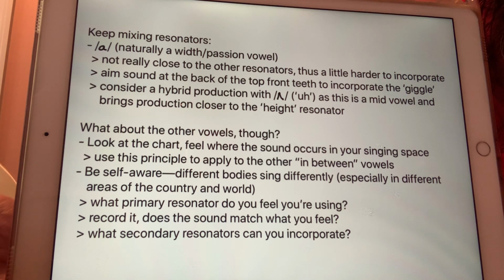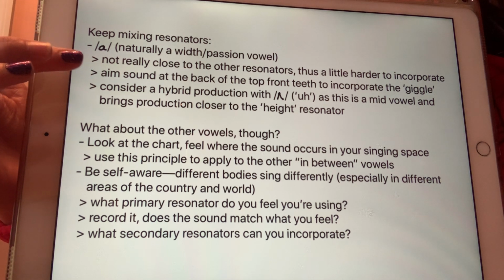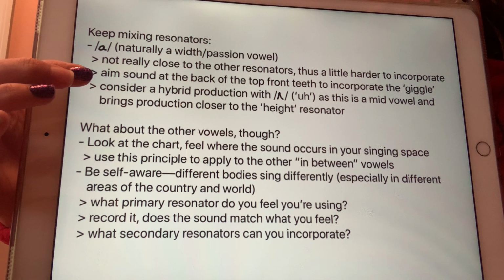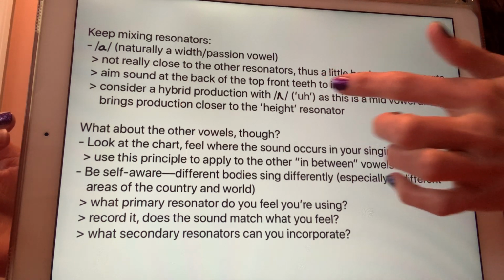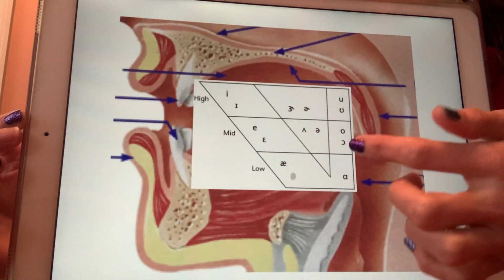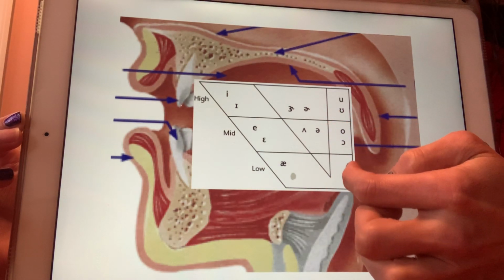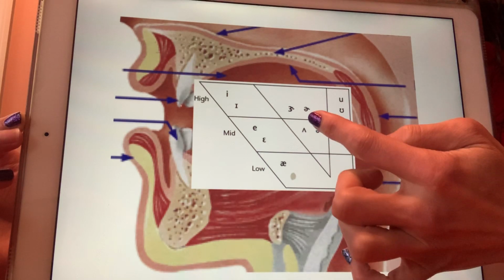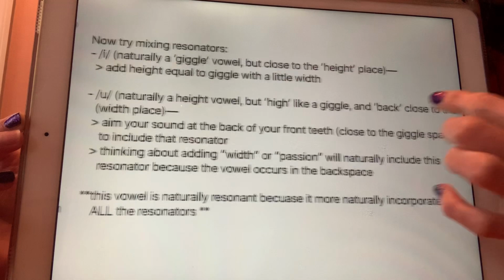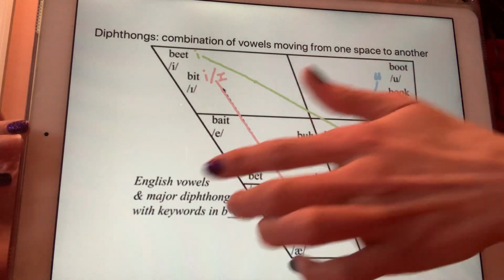But if we, again, aim the sound at the back of the top front teeth, we can incorporate that giggle. So it's going to move the sound forward a little bit. Right? It moves the sound forward. And then, we do this in our course a lot, we consider a hybrid production with something that's closer to the middle, like an uh vowel. Right? So going back to our vowel quadrilateral, it happens right here. So instead of this low back vowel, we kind of put it somewhere in between, and so we can achieve that height vowel. Oops, sorry, I went too far.